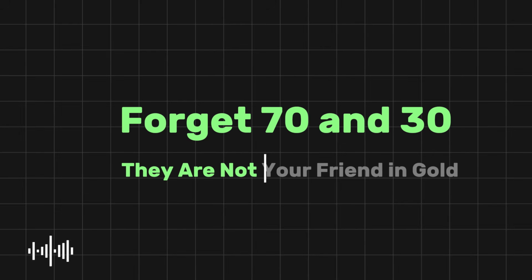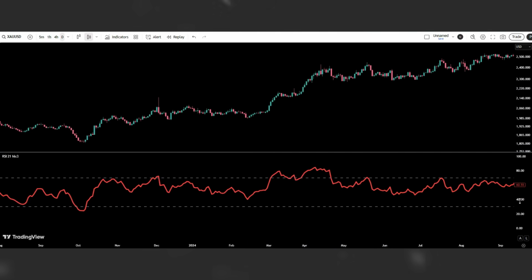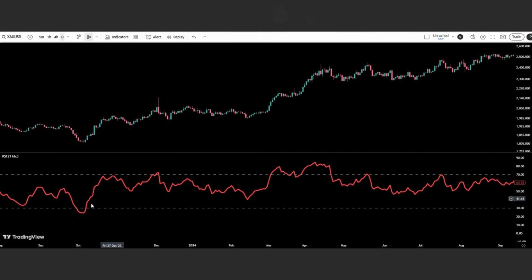Forget 70 and 30. They're not your friend in gold. Now let's talk about RSI levels. This is where most traders sabotage themselves without realizing it.